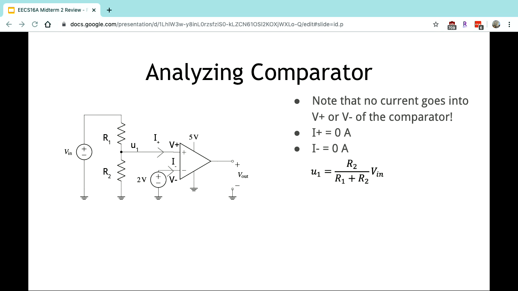And then we have to note that no current, I plus and I minus, is going into the comparator. Because if there was a current, then that would change our voltage U1. But since there's none, then we know it's just the voltage divider equation. Sorry, I meant VDD is 5 volts. And we can see with this graph that V out will be low at 0 volts until V in reaches 4 volts, in which U1 will equal the 2 volts, and it'll jump to high.